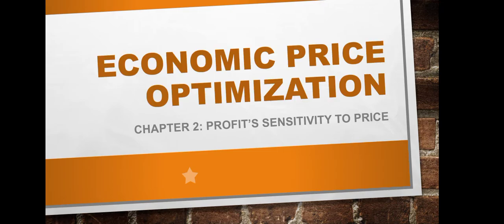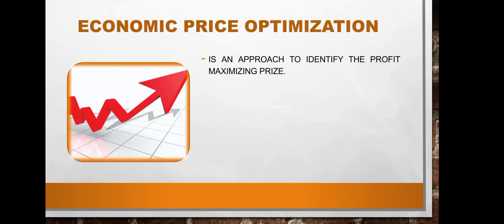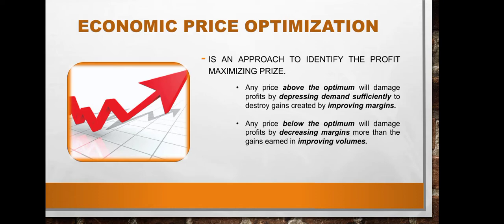And now I will discuss the economic price optimization under Chapter 2, Profit Sensitivity to Price. Economic price optimization is an approach to identify the profit maximizing price. It helps firm owners to identify the right price.